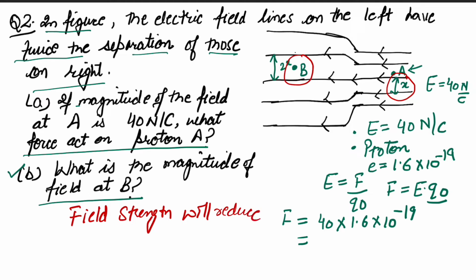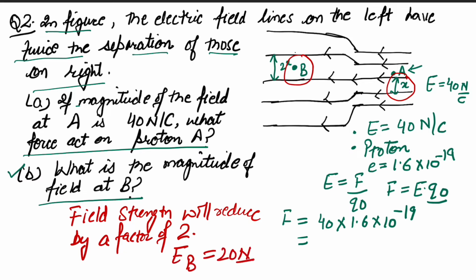reduce by a factor of 2, because density of lines has reduced by a factor of 2. So field at point B will be 20 Newton per Coulomb. When you simplify that, then you have your answer as 6.4 into 10 raised to minus 18 Newton. Newton are the SI units for the force.